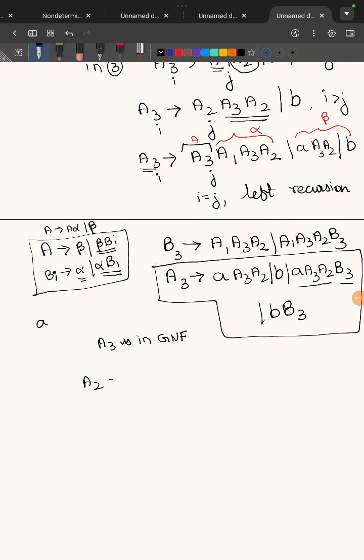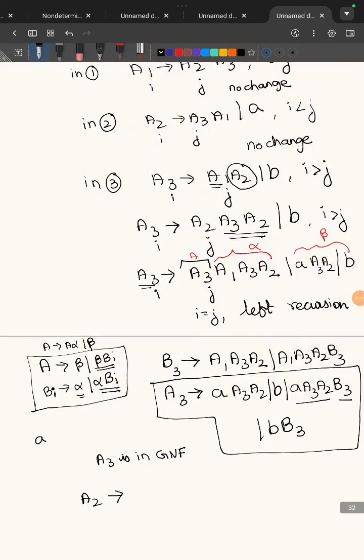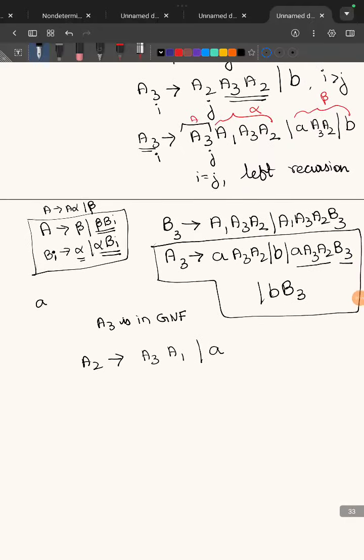I will write A2 is A3, right, A1 bar A, that is your A2, right? So instead of this A3, we will substitute the newly derived A3 over there. So how can I write A2? Okay, first we will write the first rule.